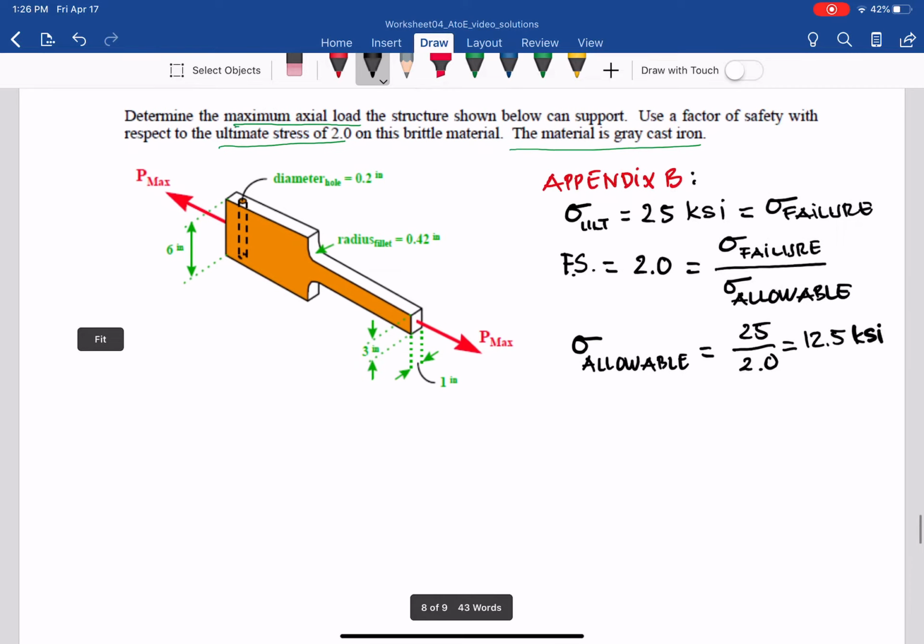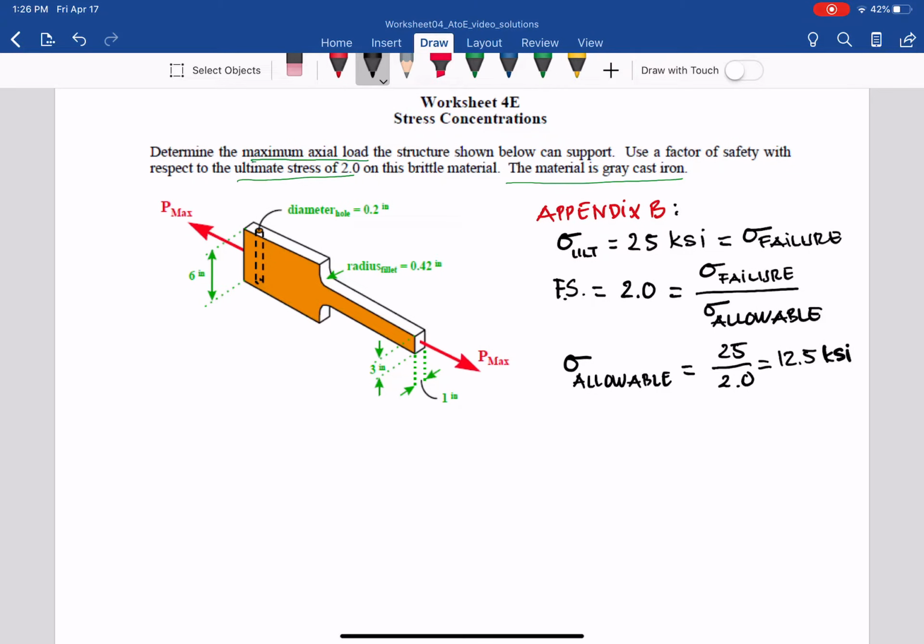From that we have to check what the stress is. There are a few things we need to check. The first one: what happens to the average stress in the smaller cross section here. We don't need to check the big cross section because it will surely have less stress. Then we check the stress concentration at the fillet, and then the stress concentration at the hole. So that is the 3 checks we need to do.